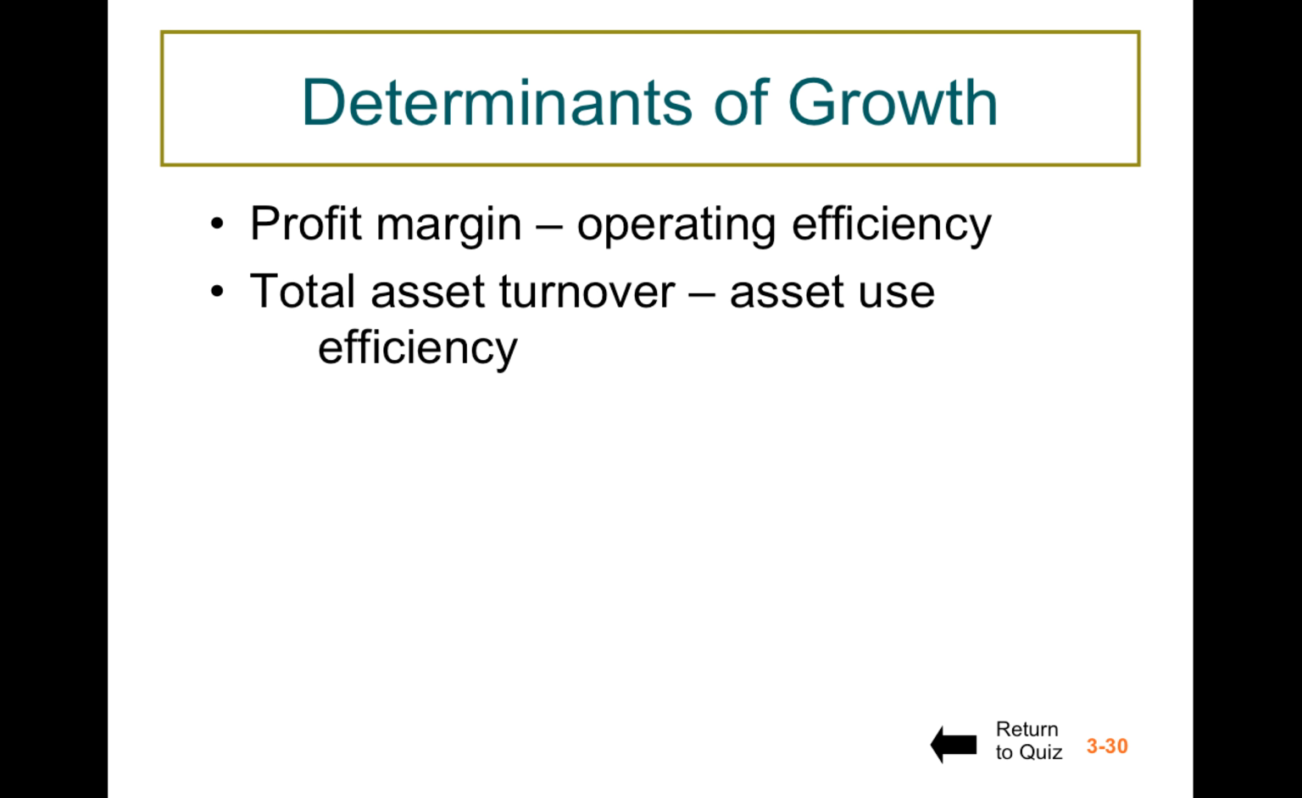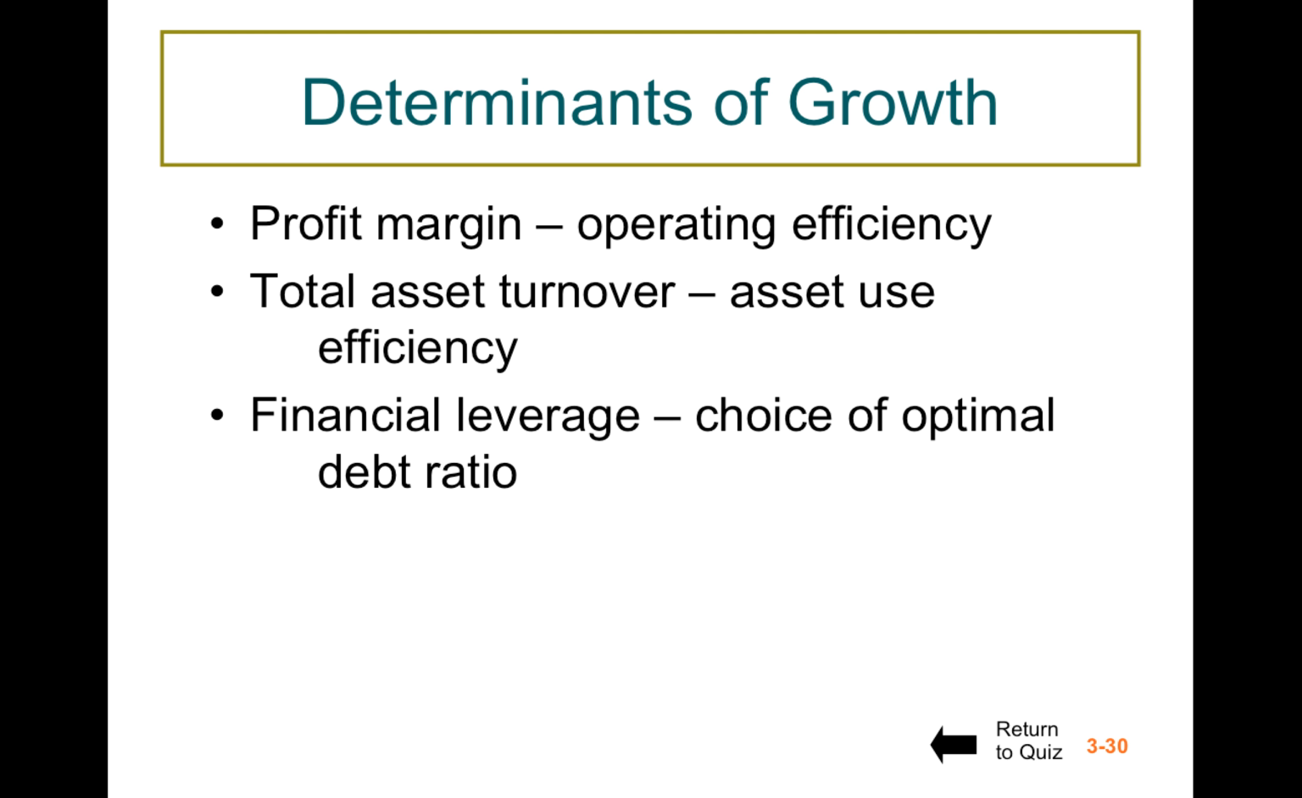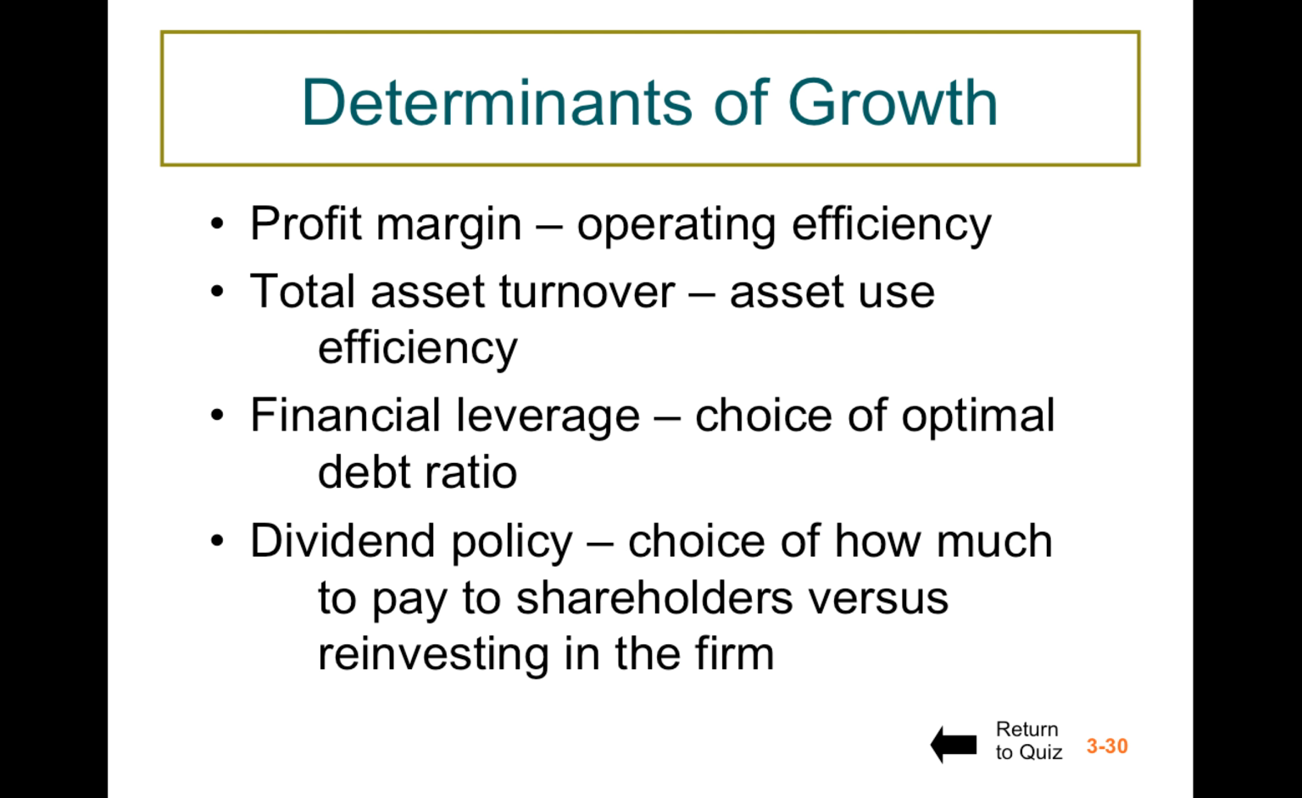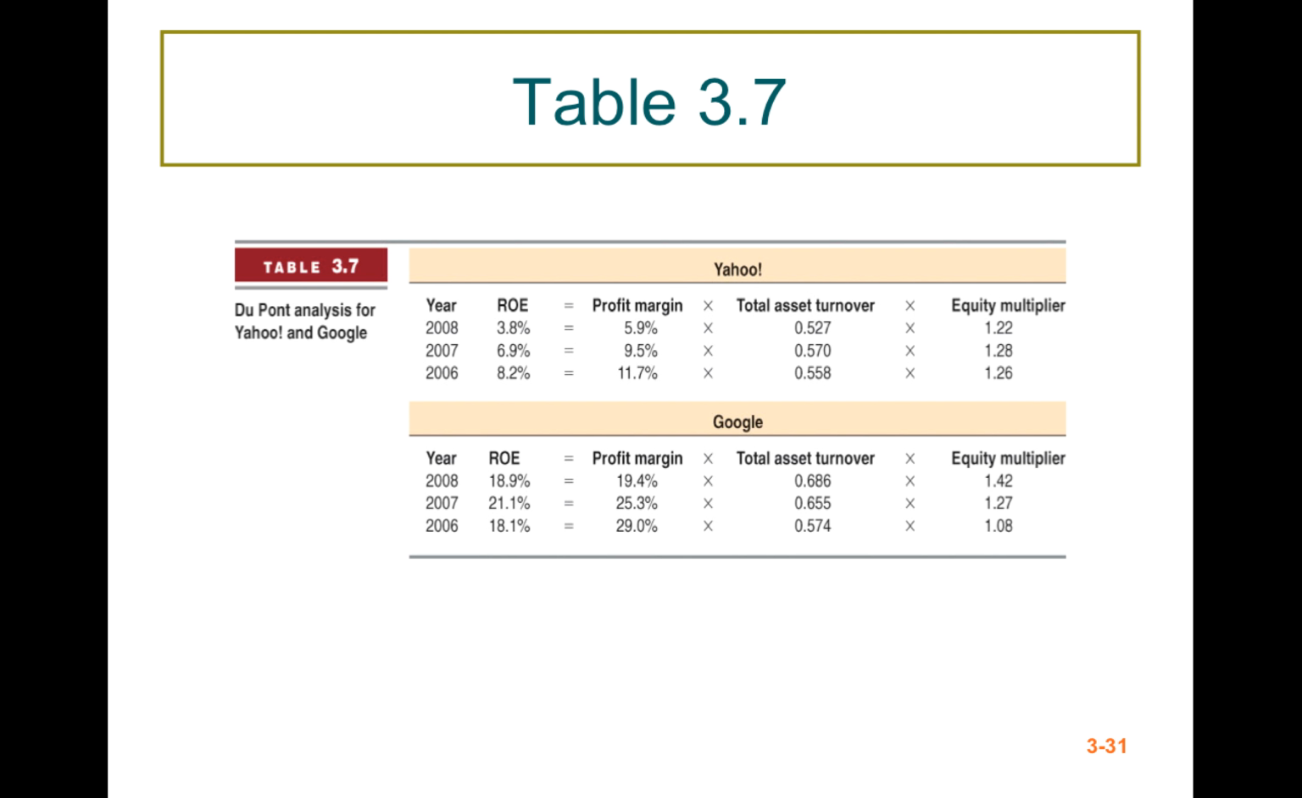As far as the determinants of growth, of course, the profit margin was one of the variables involved, and that's going to be measuring your operating efficiency. Total asset turnover is going to be measuring your asset use efficiency. And then you have your financial leverage, the choice of the optimal debt ratio, and then dividend policy, choice of how much to pay shareholders versus reinvesting in the firm. A lot of things to consider for an organization in order to grow. So you could look at different organizations in terms of their DuPont analysis.